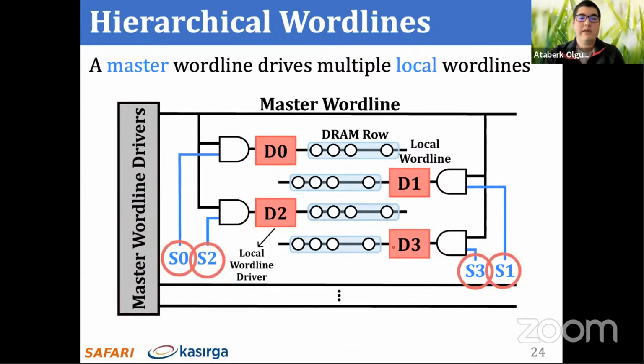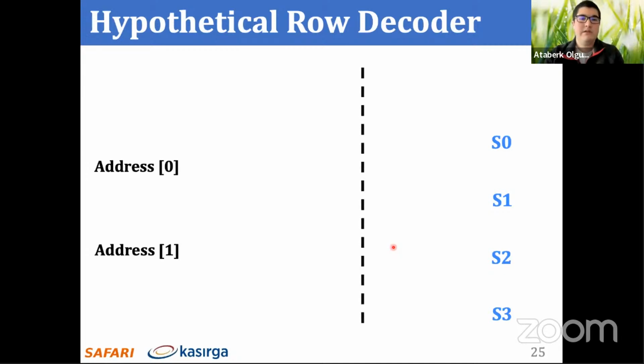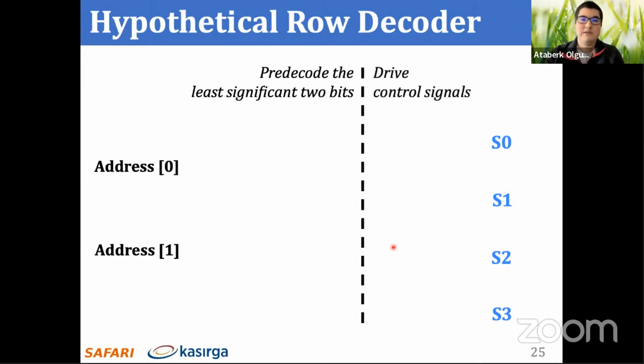And now we will look at how the DRAM row decoder might be setting these control signals to enable QUAC in real DRAM chips. Our hypothetical decoder operates on the least significant 2 bits of the row address signal to set the control signals that drive the local word lines. The decoder logically operates in 2 steps. First, it pre-decodes the least significant 2 bits of the row address to form intermediate signals, and then it combines the intermediate signals to drive the control signals on the right.